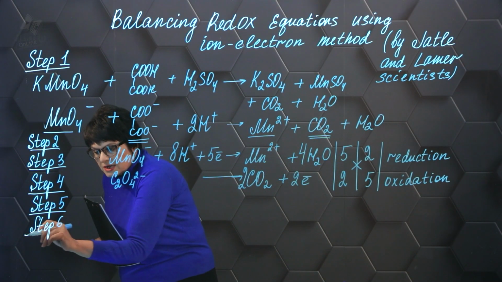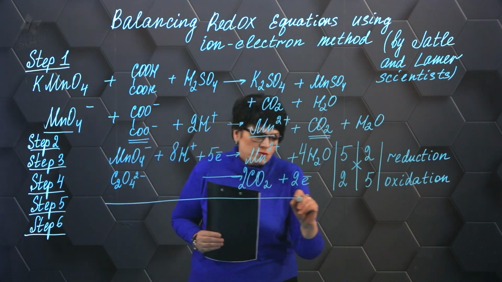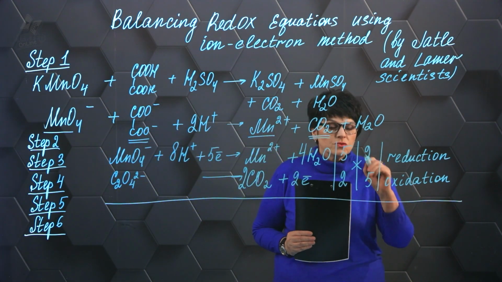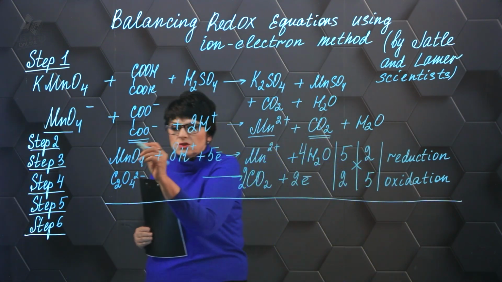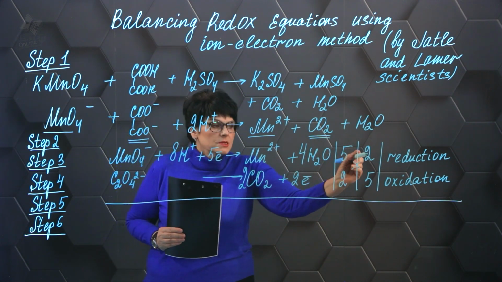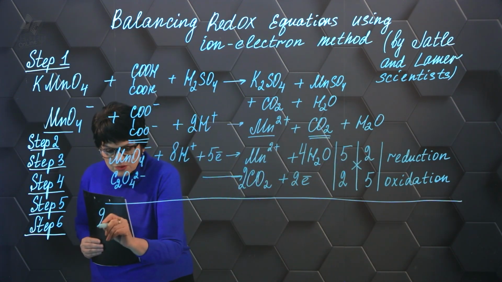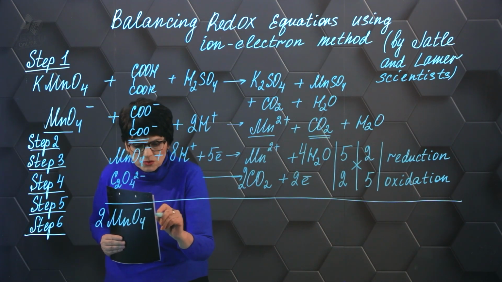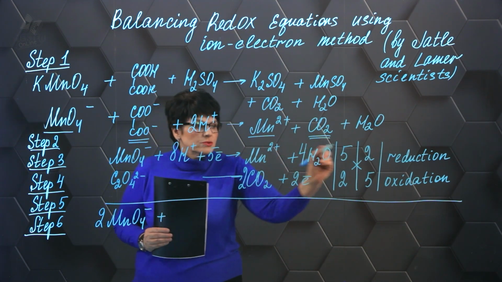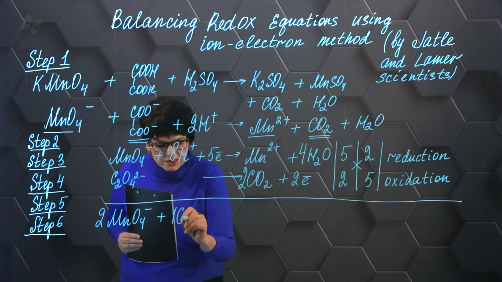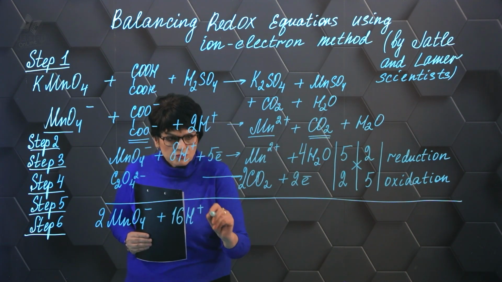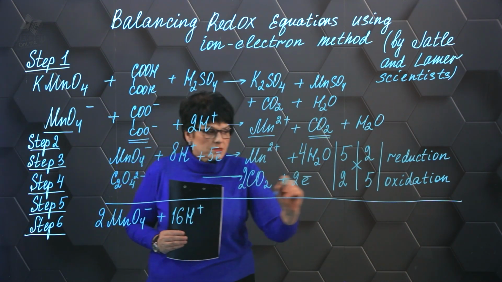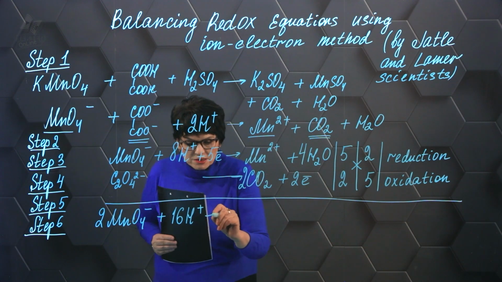is to write down the equation after we've added our multipliers. We multiply the first equation by a multiplier of 2. We get 2 MnO4 minus, plus 8 times 2, 16 H plus. The second half reaction we have is multiplied by 5, so we get 5 C2O4 2-.